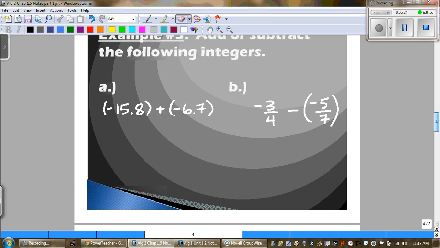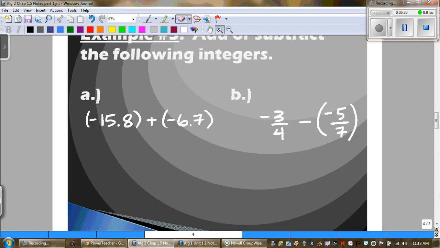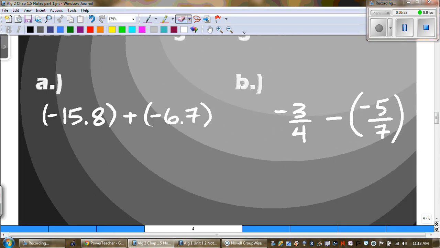All right. So now we're going to add or subtract the following integers. Let's zoom in on these a little bit. So we've got -15.8 plus -6.7. It's already adding right here, but we know that they are the same signs. So if they're the same signs, we're going to take the numbers and add them up.